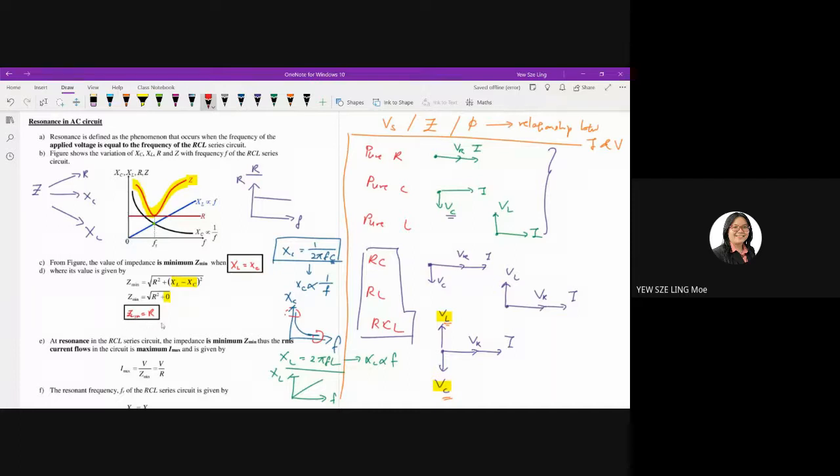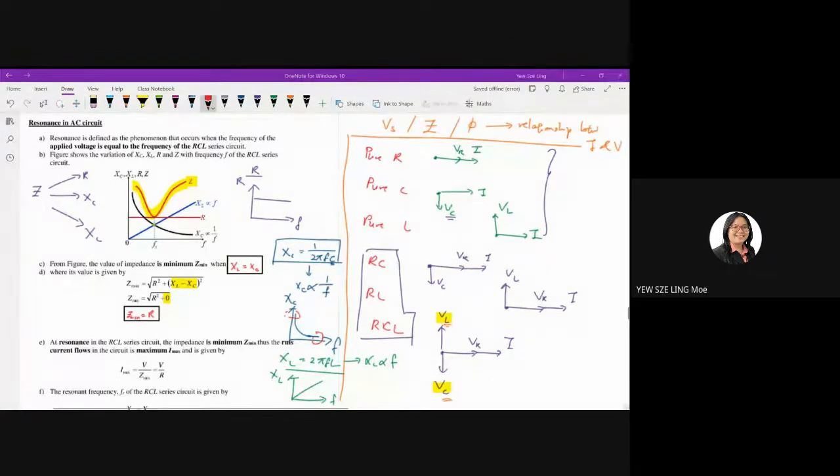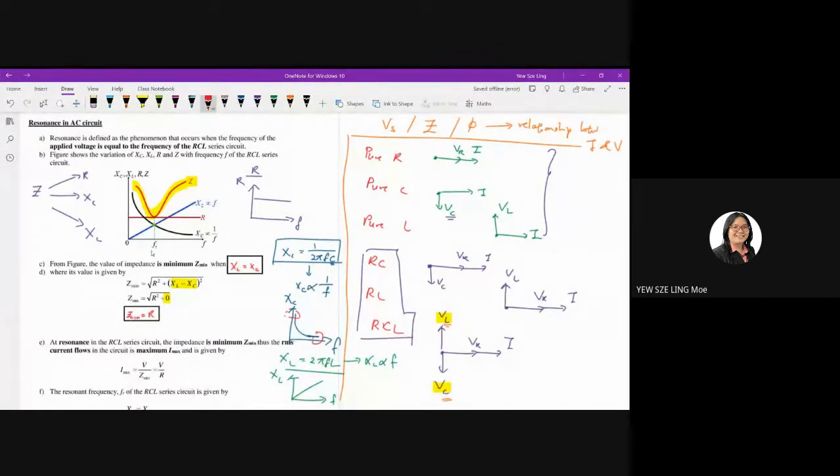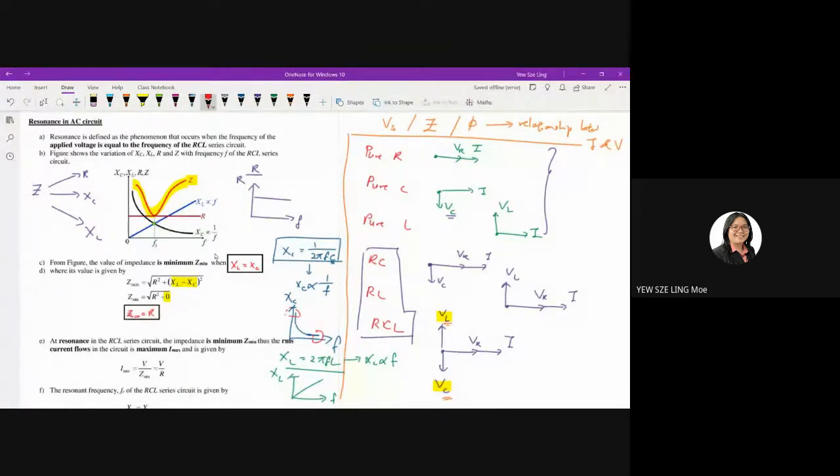Okay, so Z min is equal to R, at its minimum value, when XC equals XL. So that is the condition. Sometimes questions won't tell you whether the circuit is resonant or not, but you yourself should know that when XC equals XL, it means we are having the resonant frequency.